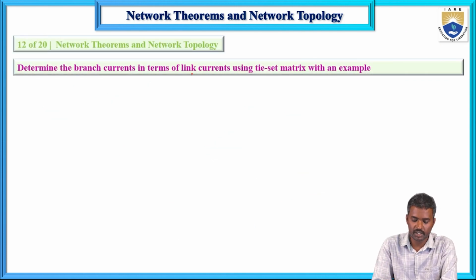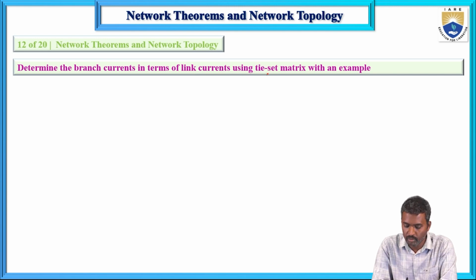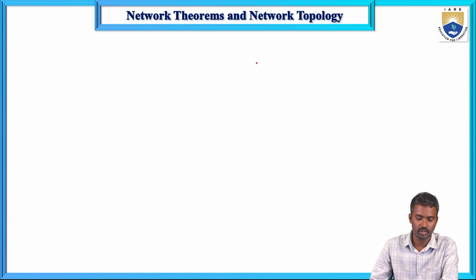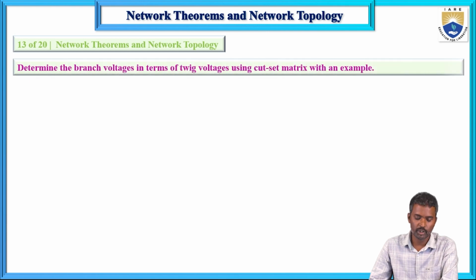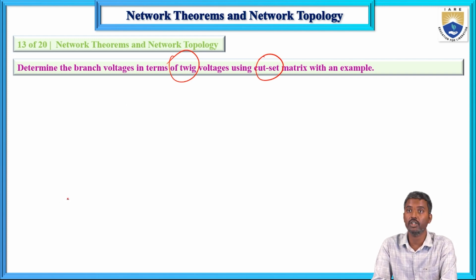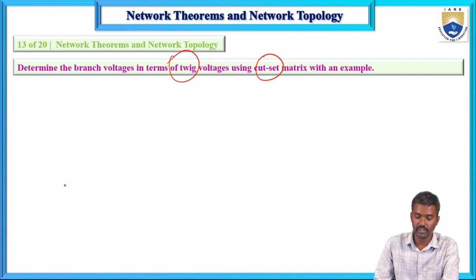Determine the branch currents and link currents using tie set matrix with examples. This one is also explained in the previous lecture. Determine the branch voltages using cut set. In the cut set also I explained twig voltages and twig matrix in the previous lecture.